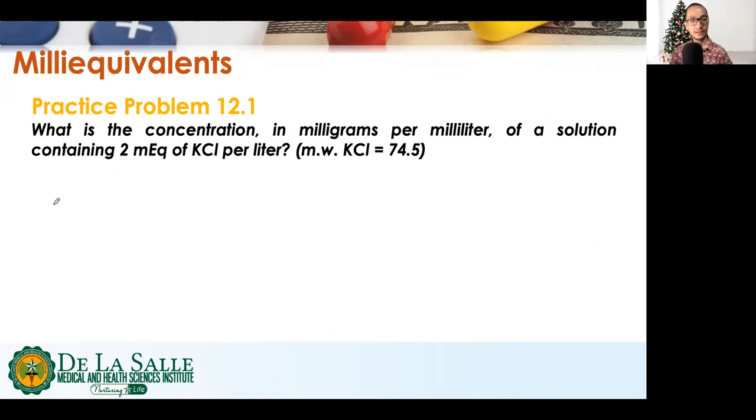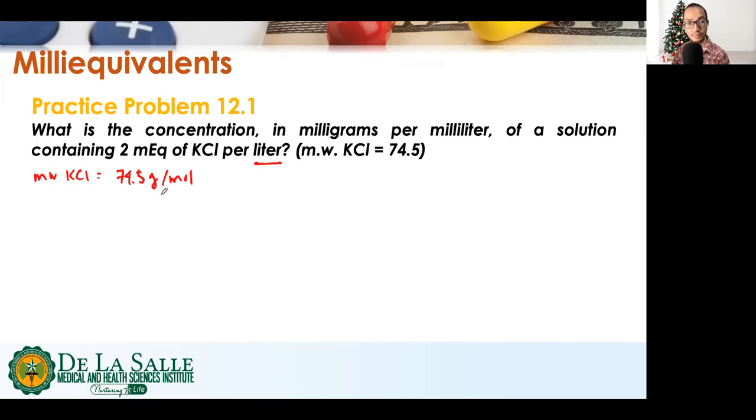Okay. So first problem is this. What is the concentration in milligrams per milliliter of a solution containing 2 milliequivalents of potassium chloride per liter? Okay. Now the molecular weight of potassium chloride is given and it is 74.5. Okay. Ayan. So let me begin by saying this. Okay. The molecular weight of potassium chloride is equal to 74.5 grams per mole. Okay, yeah.